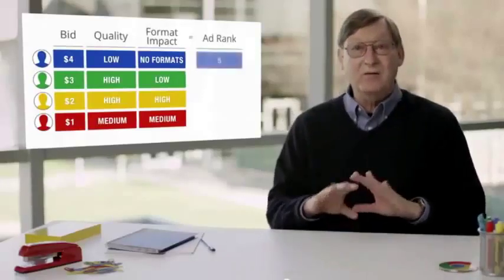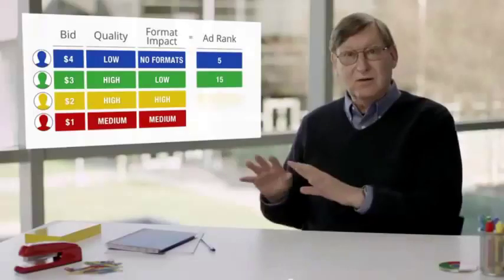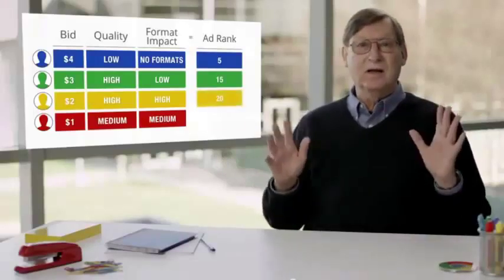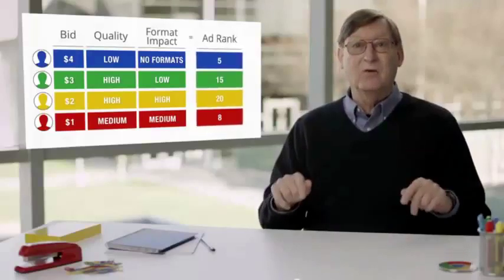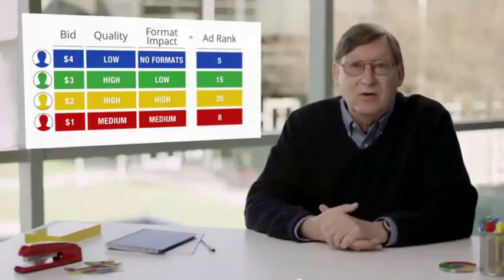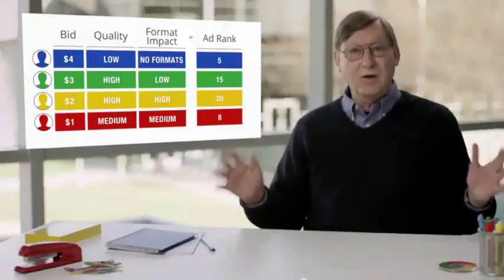medium. So in this example, the first ad has an ad rank of 5. Next ad has an ad rank of 15. Third has an ad rank of 20, and the last ad has an ad rank of 8. It's this ad rank score that determines ad position on the results page. And in addition, only ads with sufficiently high rank appear at all.